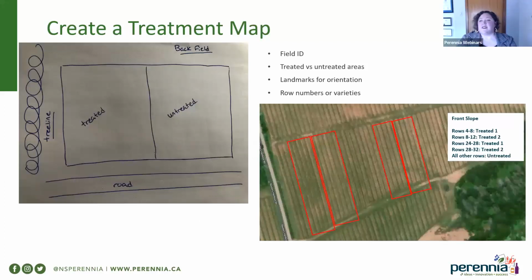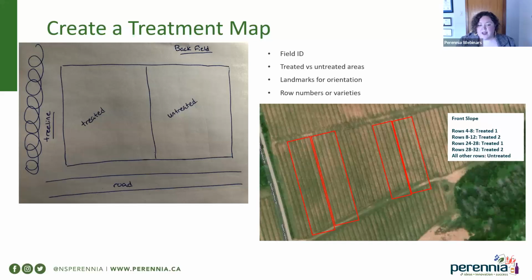All right. So once you have your trial formulated, it's really important to make a treatment map. You may not be the only person going into that field, whether it's for the treatment that you're interested in looking at, or just your regular maintenance. So you want to have a map so that everybody who's going to be in that field knows what's going on. Maybe they know which areas they need to avoid, things like that.